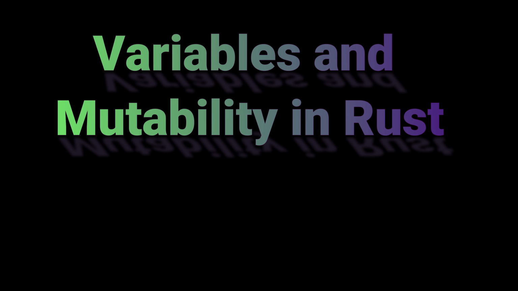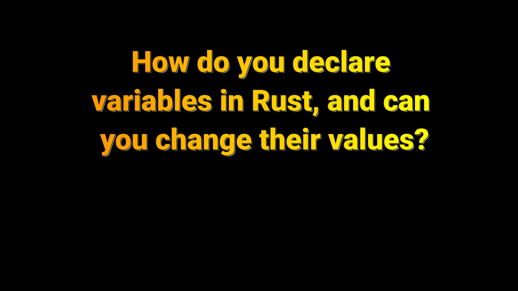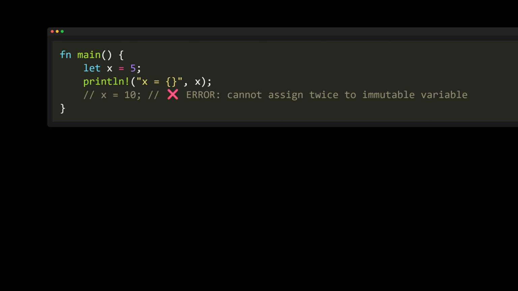Variables and mutability in Rust. Question: how do you declare variables in Rust, and can you change their values? Answer: in Rust, you declare variables using the let keyword.